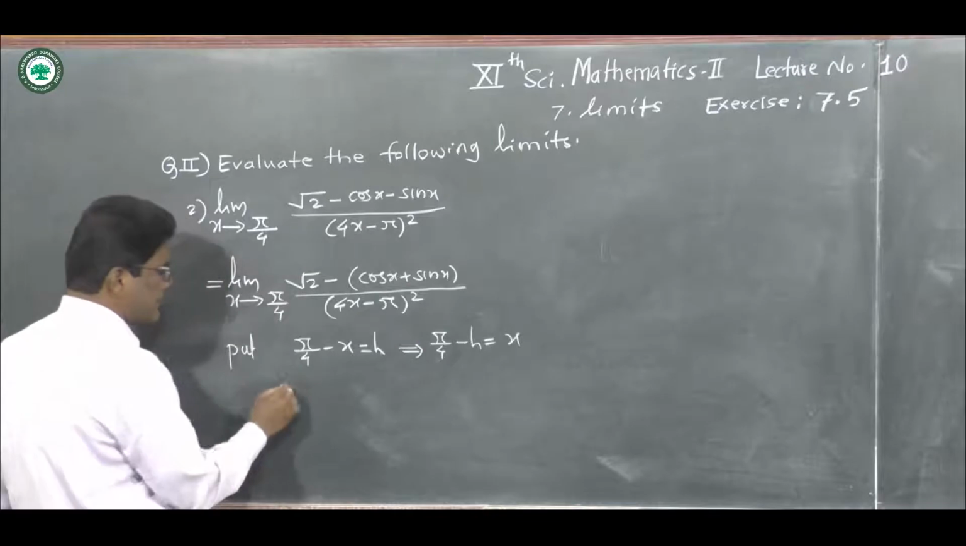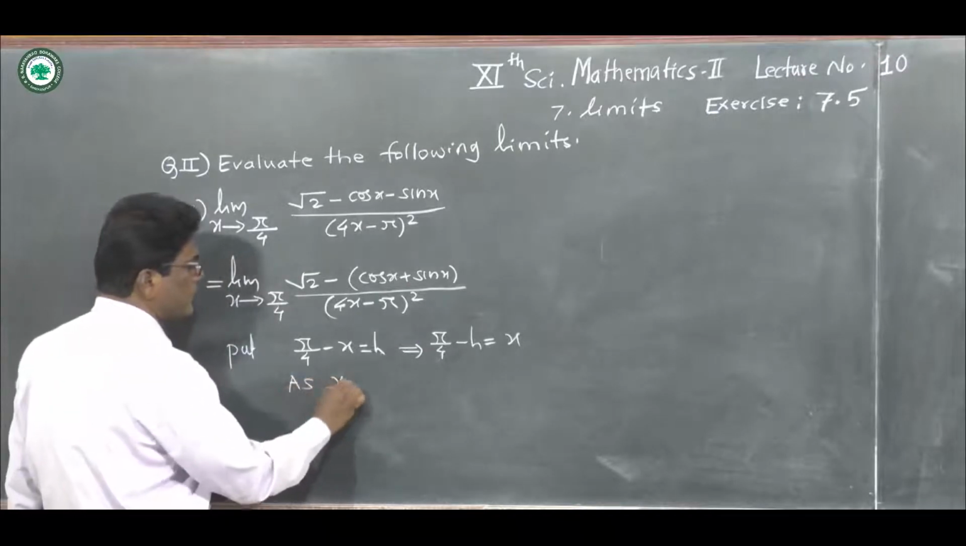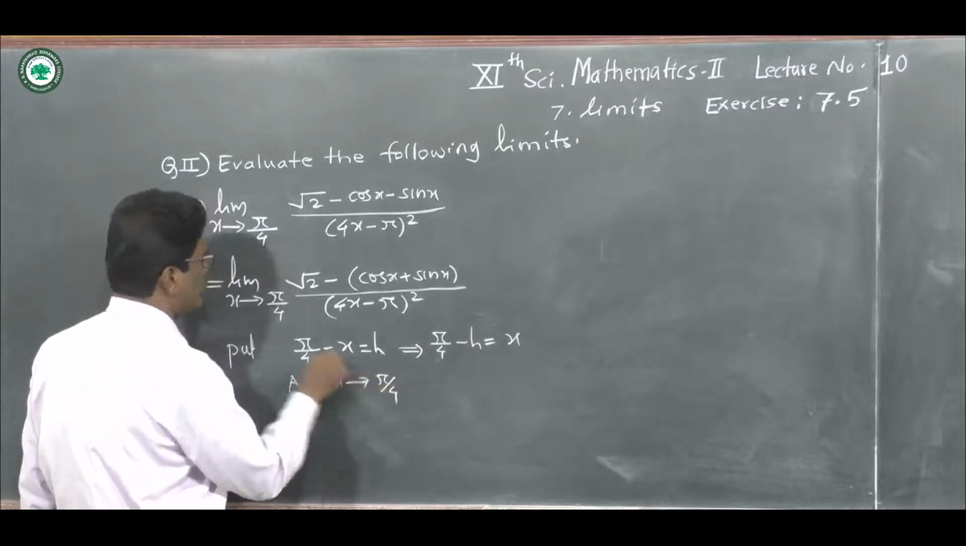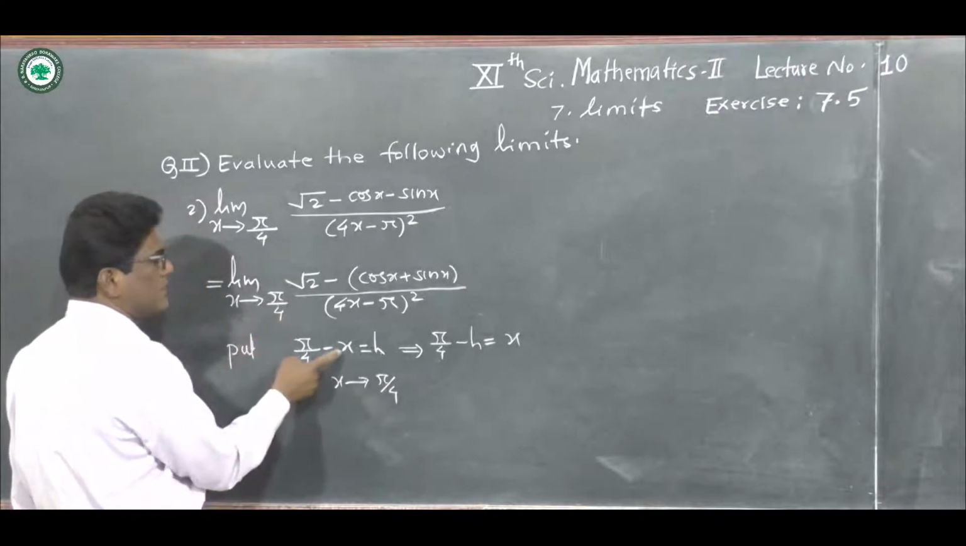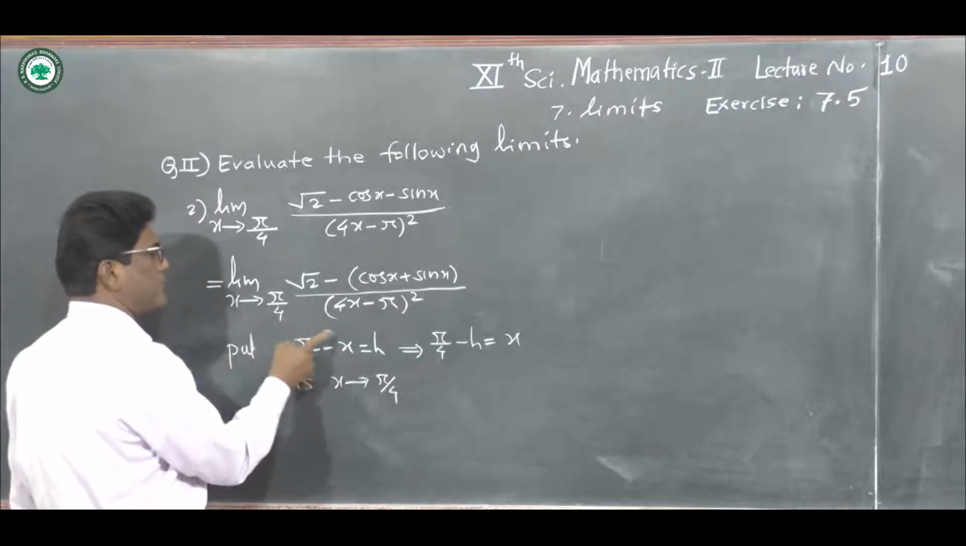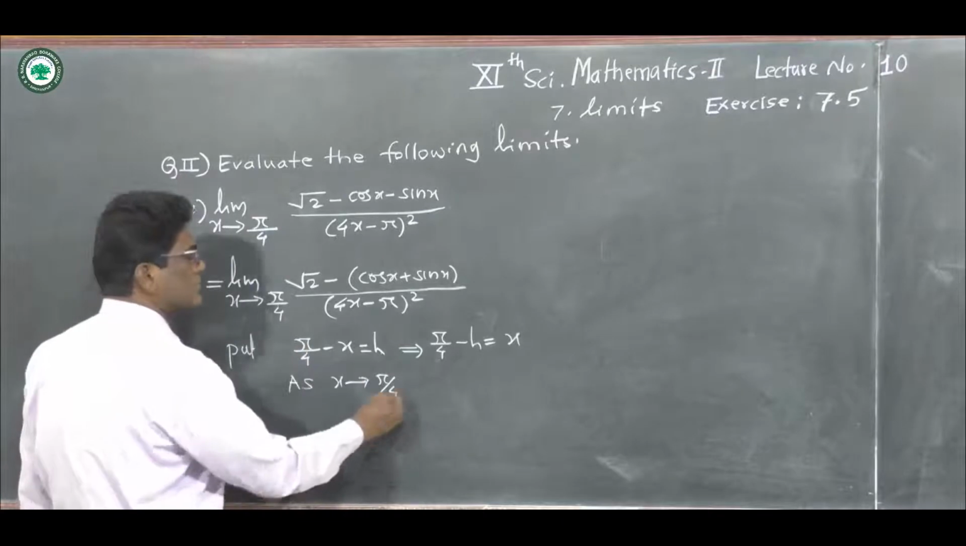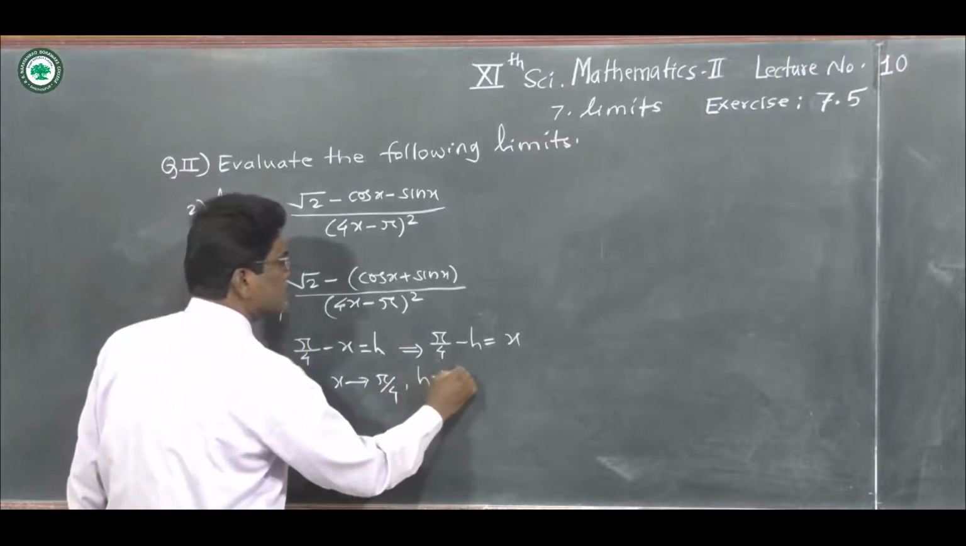And now here as x tends to pi by 4, we have been given limit here x tends to pi by 4. If we put here x as pi by 4, pi by 4, pi by 4 get cancelled, that is h is equal to 0, means h tends to 0.